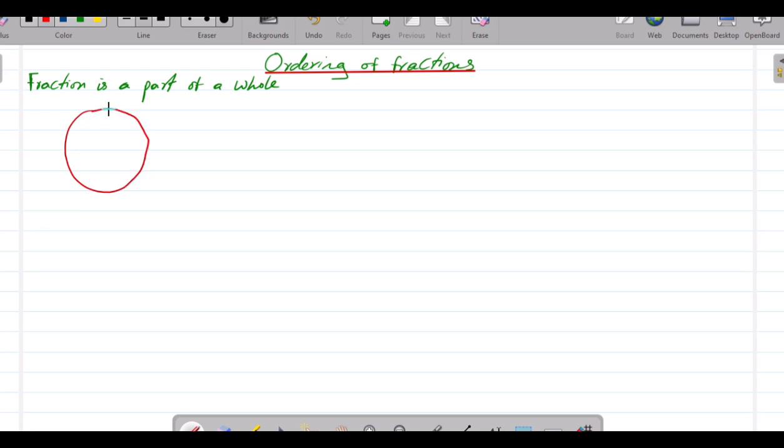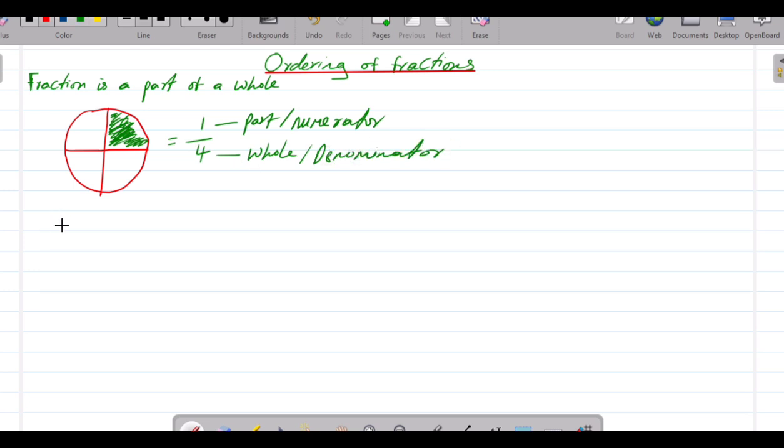let's assume this is a pizza and we cut the pizza into 4 equal parts. Then we shade one part of the pizza. Our fraction is going to be 1 over 4, where 1 is regarded as the part and the 4 is regarded as the whole. Also, we can refer to the part as the numerator and the whole as the denominator.